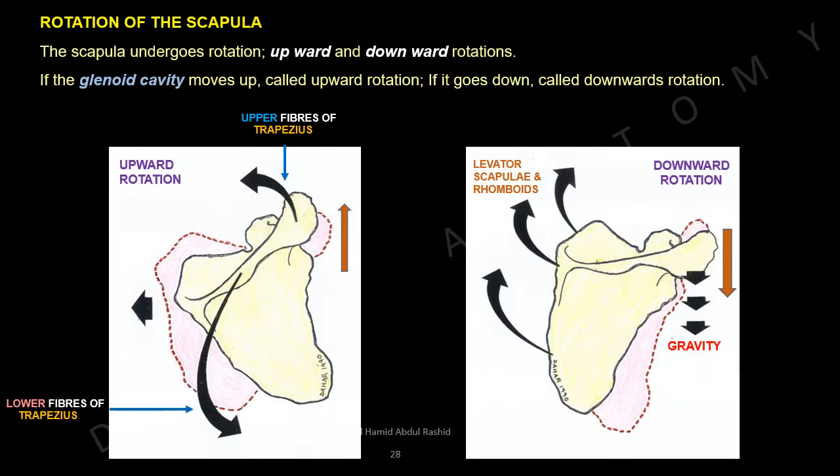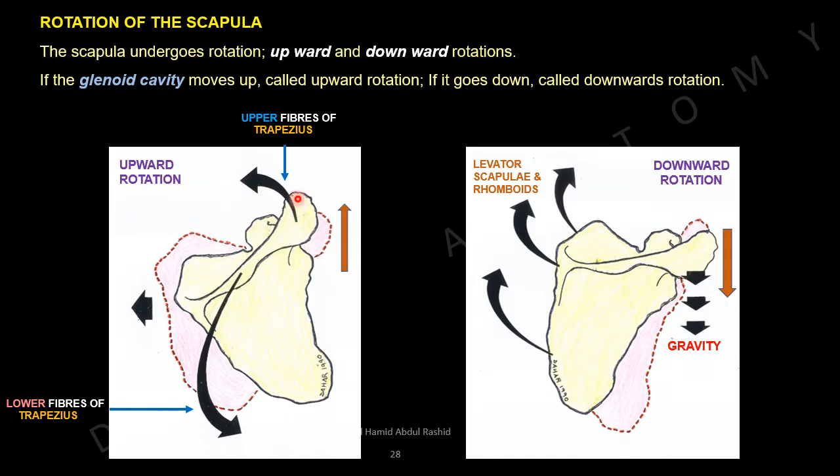Rotations of the scapula. The scapula undergoes rotation, upward and downward rotations. If the glenoid cavity, here you can see, moves up, we call it upward rotation of the scapula. If the glenoid cavity moves down, we call it downward rotation of the scapula. What are the muscles acting on this action? Look at the diagram here.